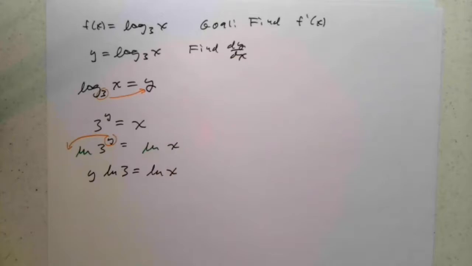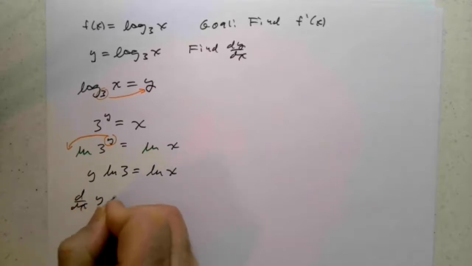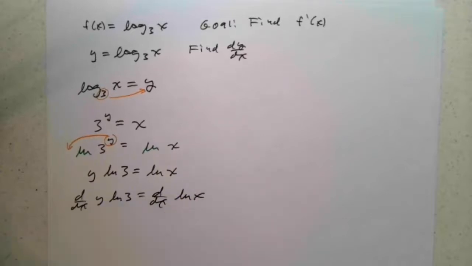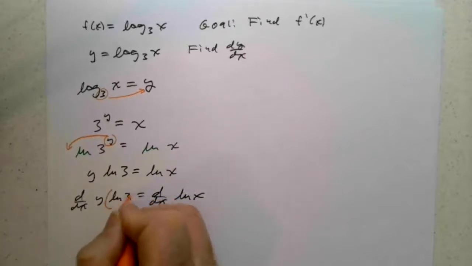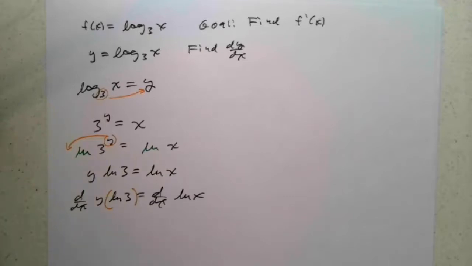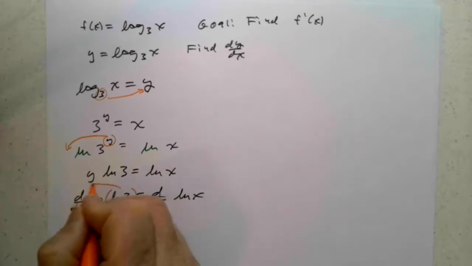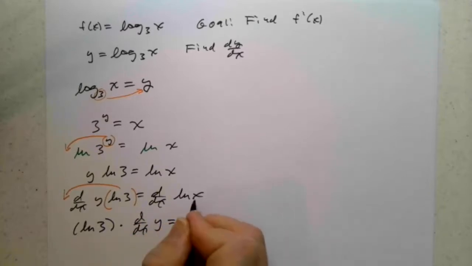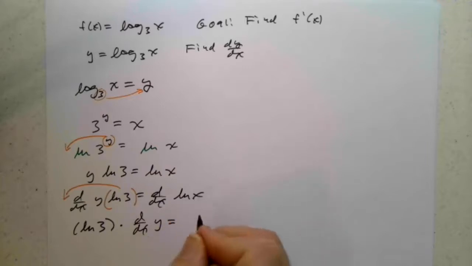Remember, our goal is to find dy dx, which is the derivative of log base 3 of x. So we're going to take the derivative with respect to x of both sides. Derivative with respect to x of the left is the derivative with respect to x of the right. Now, log 3 is a constant. Natural log 3 is about 1.0986. That comes out in front of that derivative operator. So I have natural log 3 times the derivative with respect to x of y equals the derivative with respect to x of log x. Remember, the derivative of log x is 1 over x.